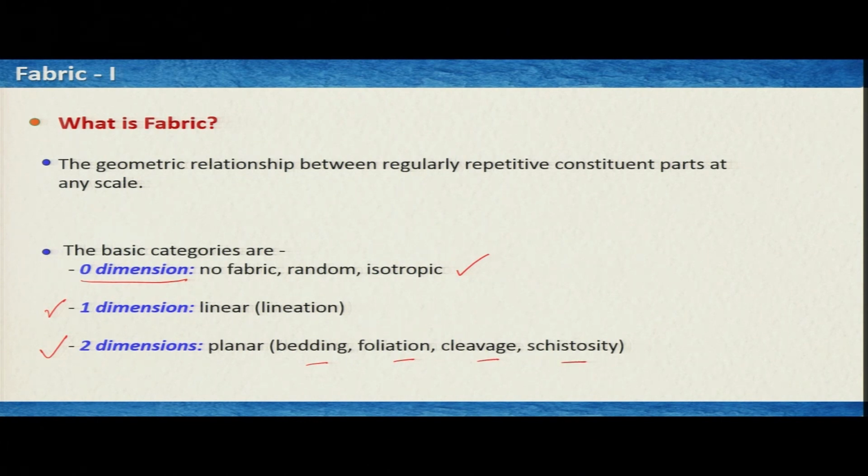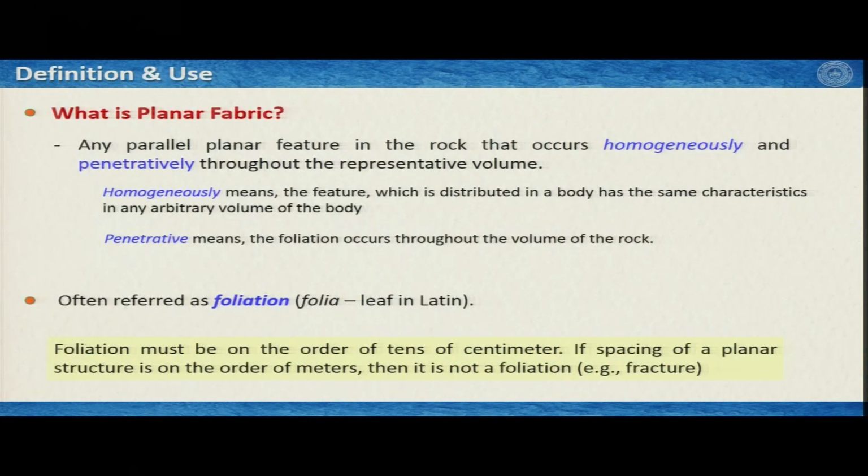So, we will learn about all these terms very soon, but let us focus a little bit more on what is planar fabric. Now, as the name suggests, it is planar fabric, so that means any parallel planar feature in the rock that occurs homogeneously and penetratively throughout the representative volume. So, it is a 2-dimensional feature, that is why it is a planar feature. The features have to be parallel to each other, or to some extent subparallel to each other, throughout the volume of the rock, and they have to be distributed homogeneously.